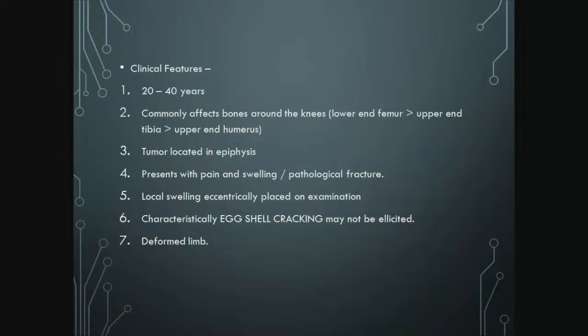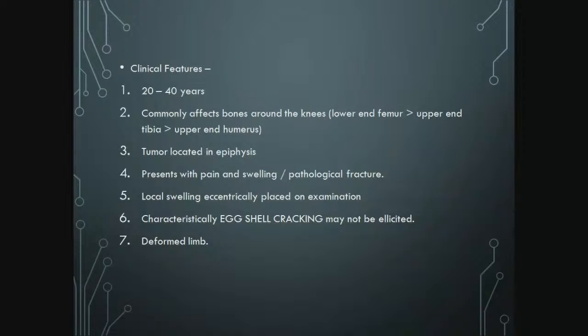Osteoclastoma is quite common between the ages of 20 to 40 years. Most of these tumors commonly affect the region towards the knee joint or away from the elbow joint. The bones affected are the lower end of the femur and the upper end of the tibia, near the knee, and the upper end of the humerus, away from the elbow, and one more area is the distal end of the radius. The tumor is usually located in the epiphysis.